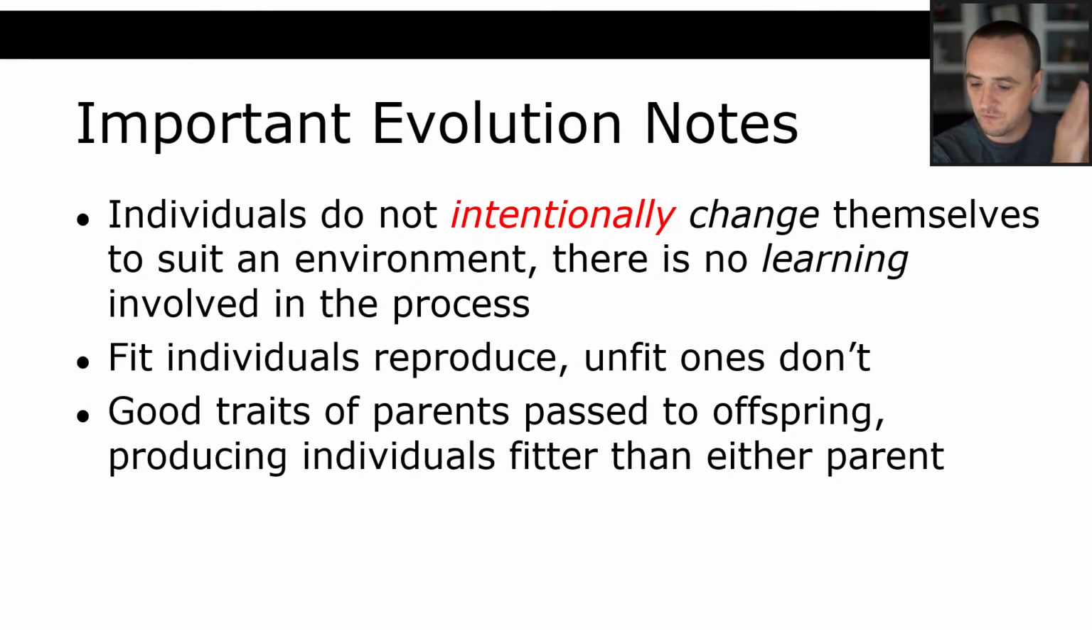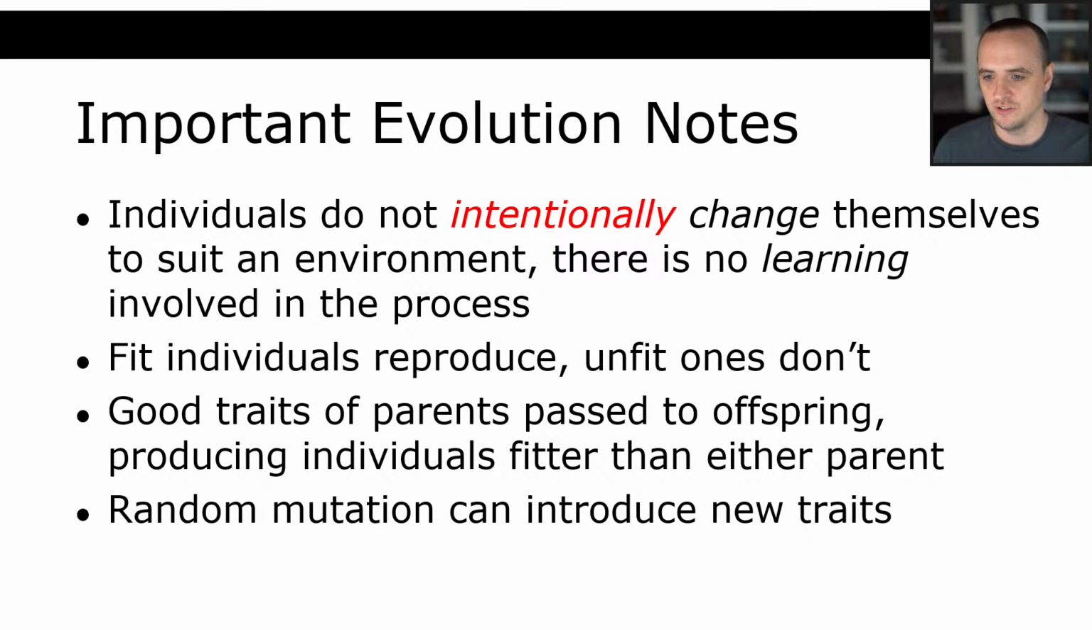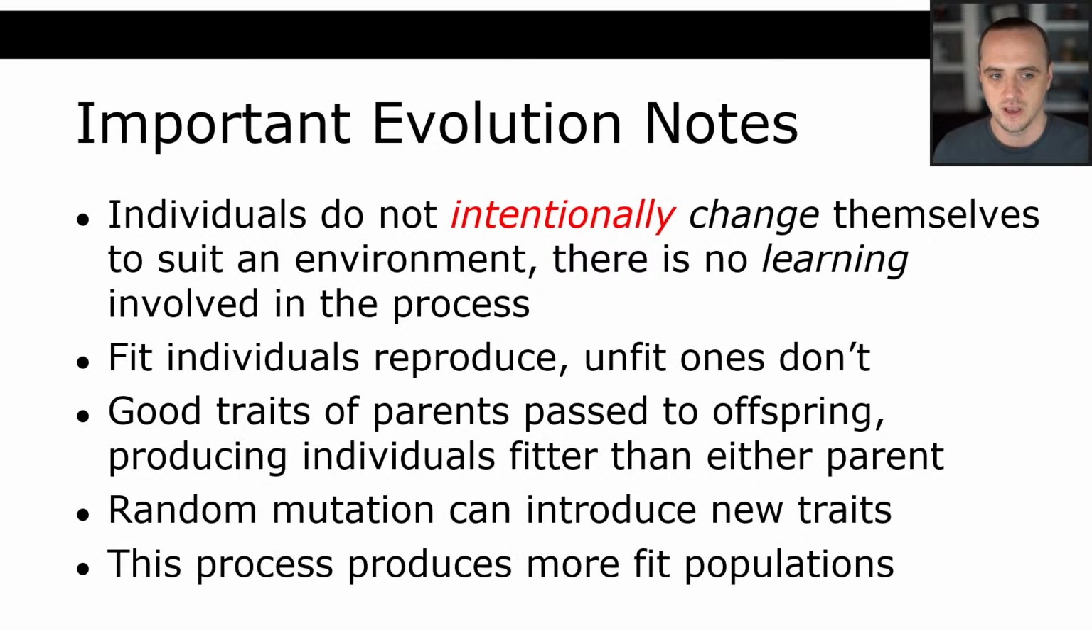So the good traits, there's no such thing as a good trait. There's a good trait for an environment. And I'll give you an example of that in a bit. So the good traits for that environment are passed to the offspring. Typically, over time, what this means is it will produce fitter individuals than the parent, on average. Random mutations can introduce new traits, and those new traits might make you better suited, they might make you worse suited. And this process eventually, over time, produces more fit populations for an environment.